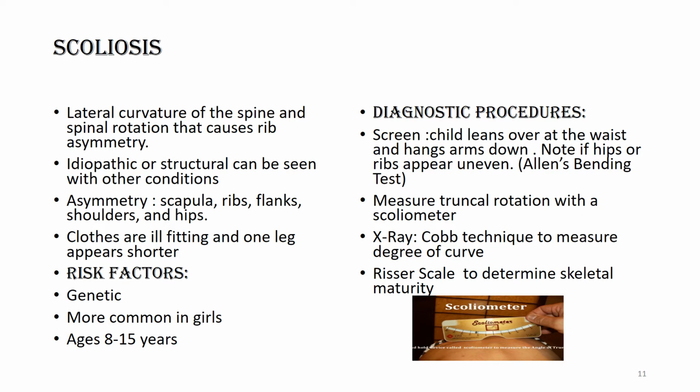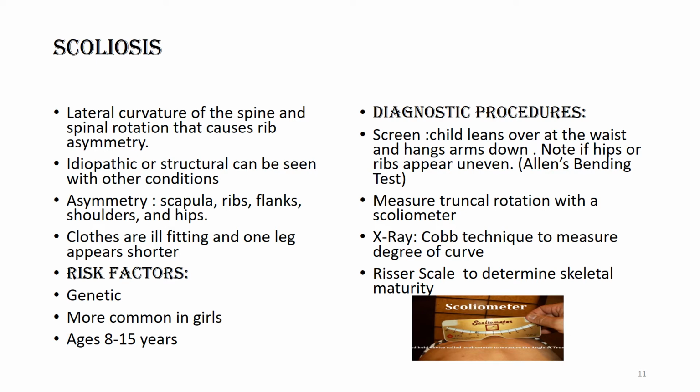The child bends over at the waist and hangs their arms down. The nurse is behind the child, and they look to see if they can notice if the hips or the ribs appear uneven. If so, the second diagnostic procedure is done.